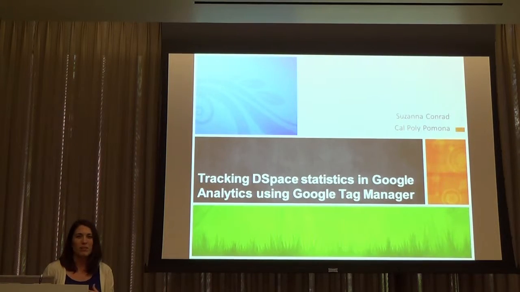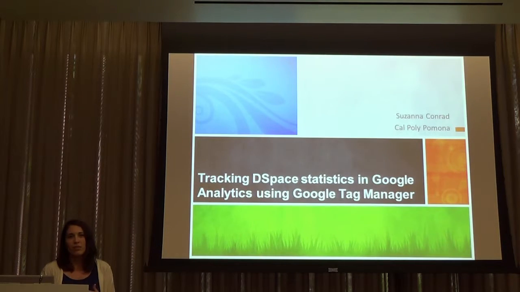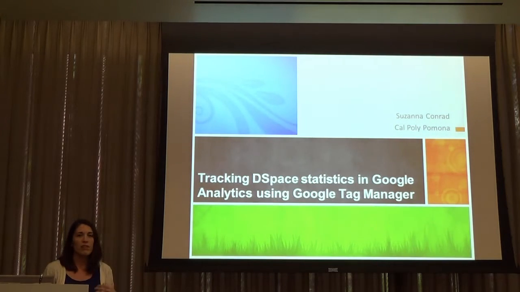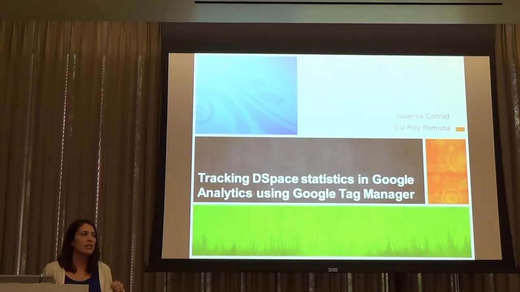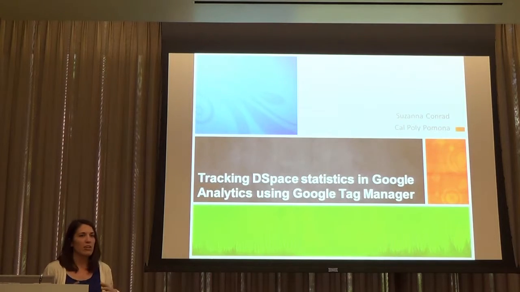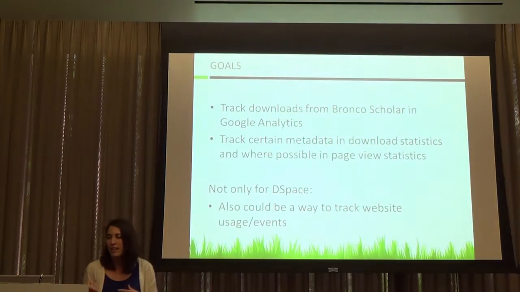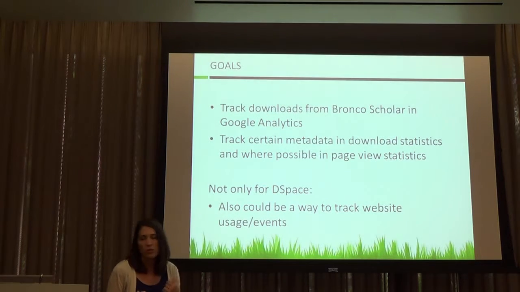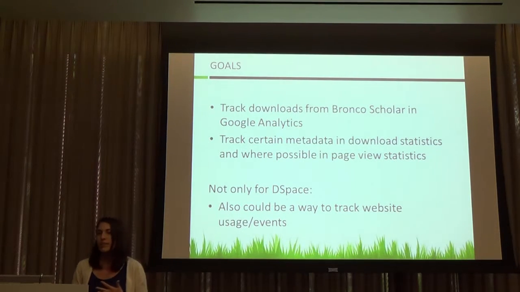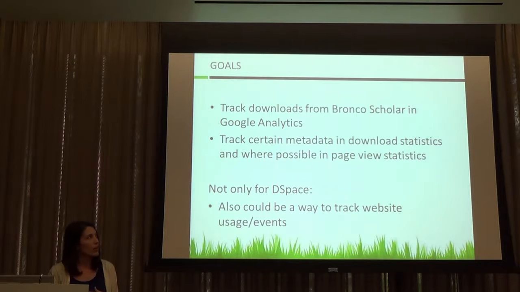And we also don't have really great access to the already not so great statistics. And there are some other features we can't really do. So we needed to find an alternative that we could go in and basically manipulate our analytics in the way that we wanted to. So the first goal was really to track downloads from our repository, called Bronco Scholar, in Google Analytics, because it's not a feature that's automatically there.